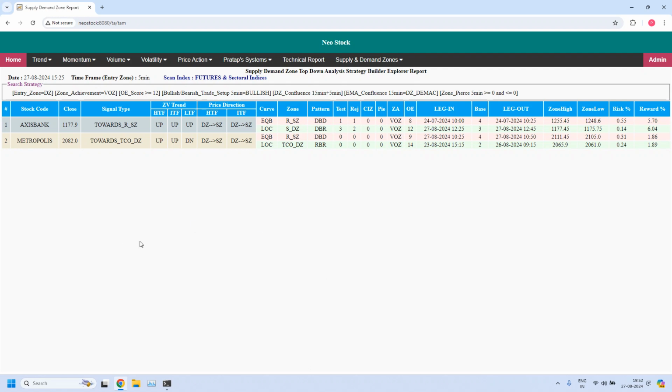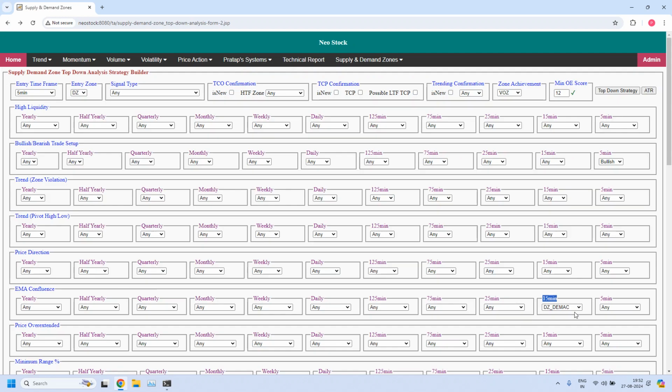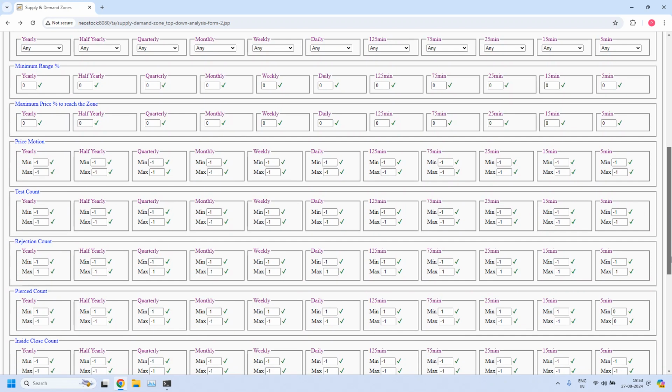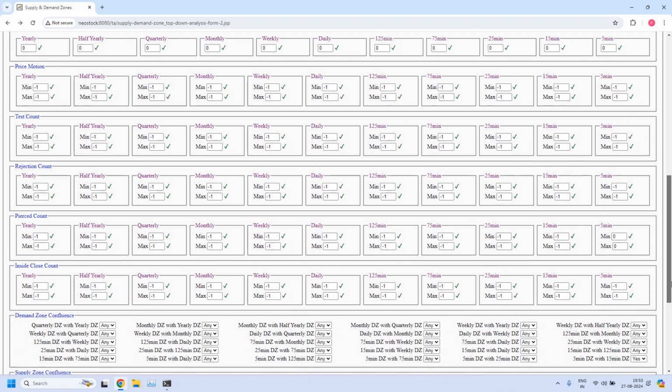Good. Now let us look by removing this EMA filter. I am removing the EMA filter. Now let's verify LTF, ITF, HTF confluence, demand zone confluence. Already we enabled 5 minutes demand zone with 15 minutes demand zone. This is already enabled. Now 5 minutes demand zone with 75 minutes, that is HTF confluence, and also ITF and HTF confluence, 15 minutes and 75, also enabling with all the 3 filters.